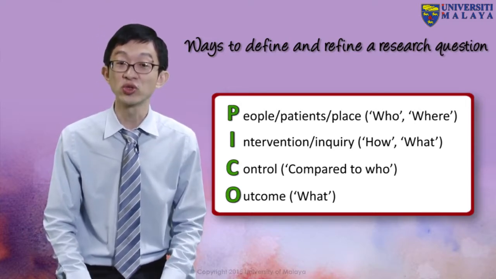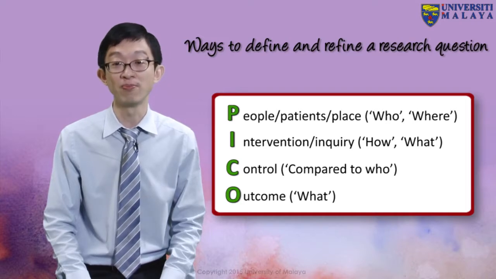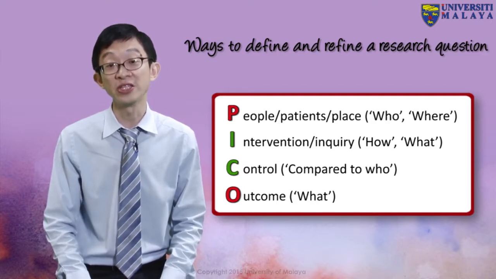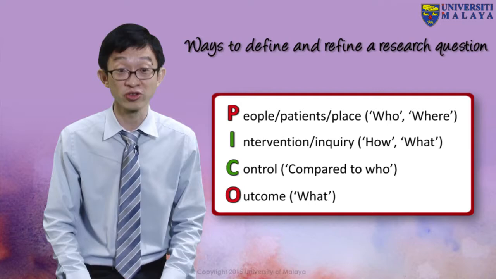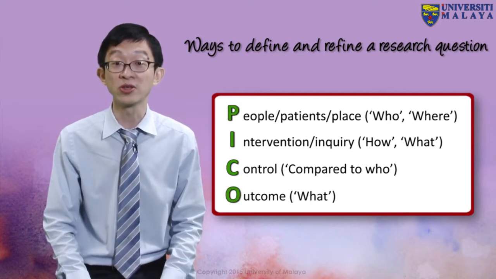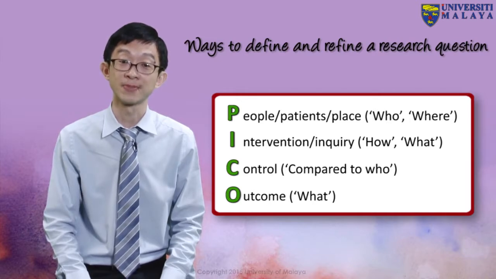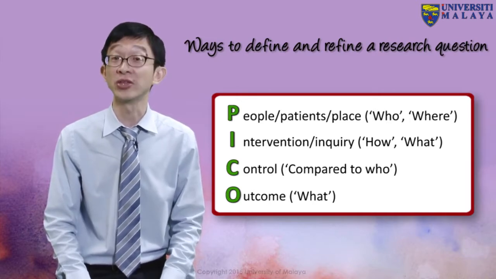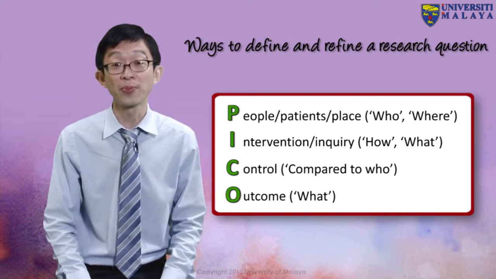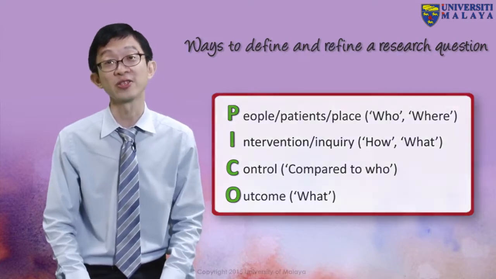Each research question should contain at least two components, that is, P and O. If the study involves evaluation of an intervention using randomized controlled trial, then all four components of PICO should be included in the research question. Let me illustrate with an example how you can use the PICO method to help you define and refine your research question. Let's take how do doctors manage H1N1 influenza infection as an example.